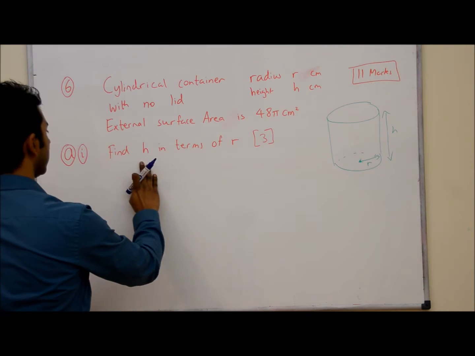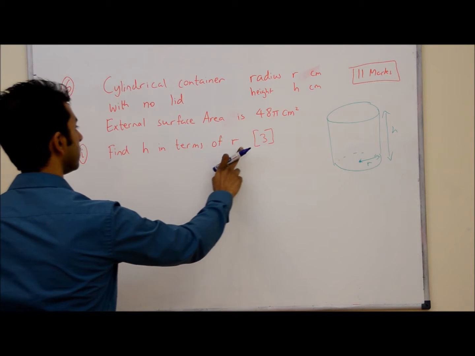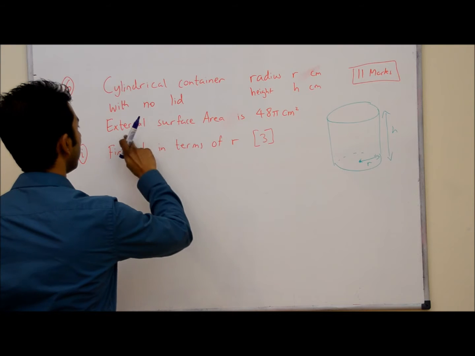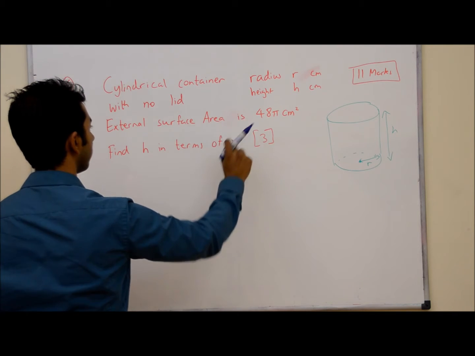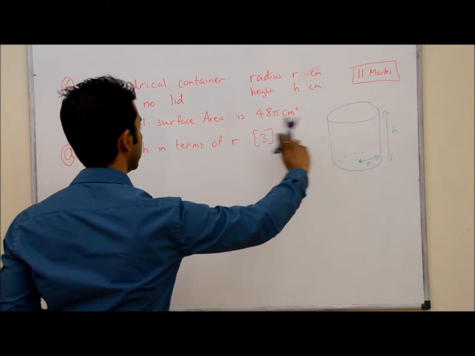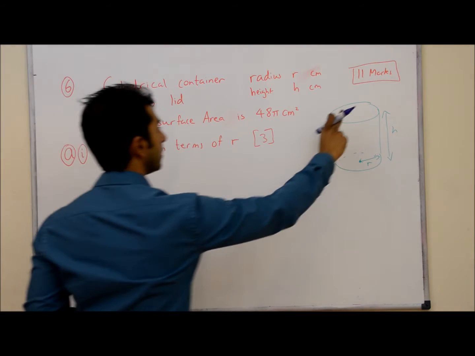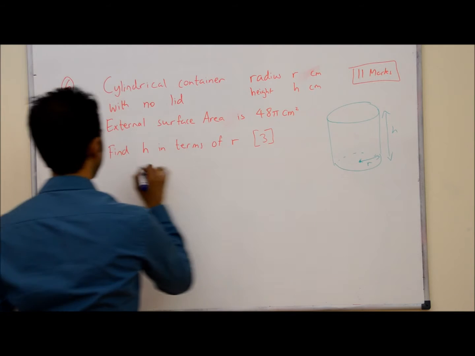So let's have a look at working this out. Find h in terms of r. First thing we need to note is that we're talking about the surface area of this cylinder. So the cylinder has two faces because it has no lid. So there's nothing on the top here. On the bottom it has a circle.